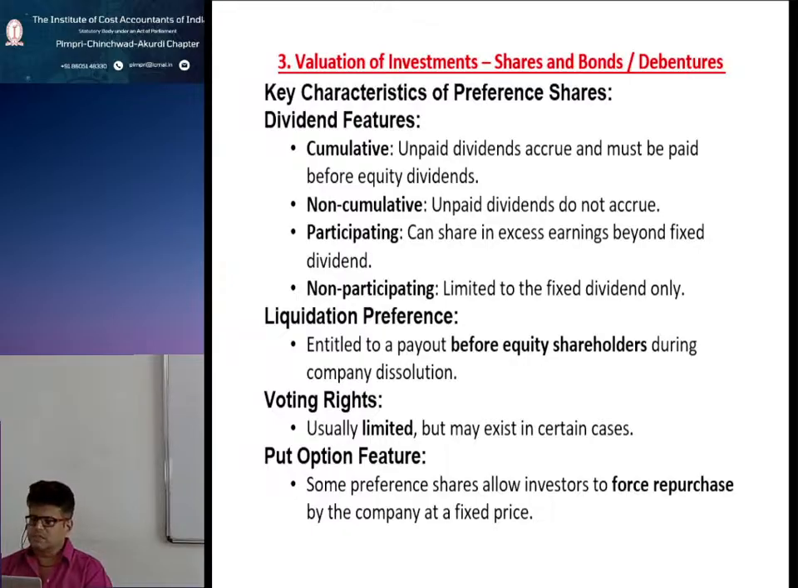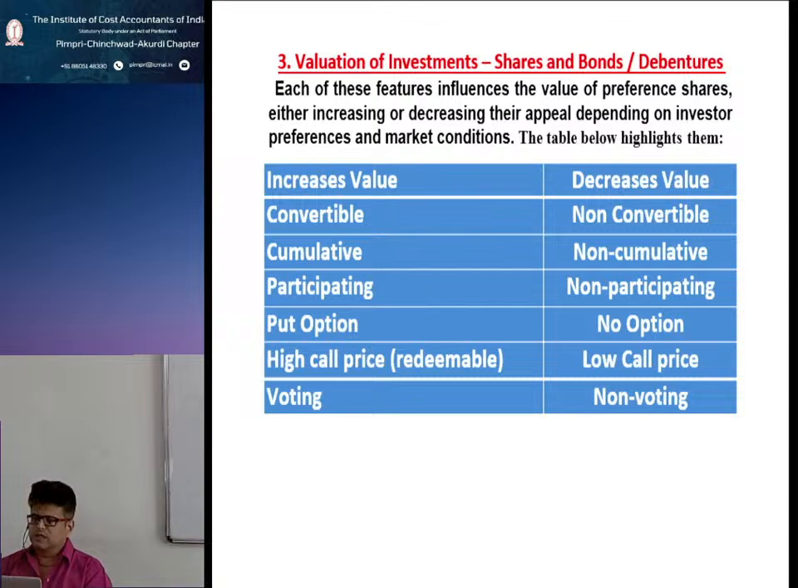Put option features: some preference shares allow investors to force a purchase by the company at a fixed price. This table shows how the various features influence the value of preference shares, either increasing or decreasing their appeal depending on investors' preference and market conditions. The value increases if the preference shares are convertible, cumulative, participating, have a put option, a high call price, are redeemable and have voting rights. The value decreases when the preference shares are non-convertible, non-cumulative, non-participating, have no put option, a low call price, and are non-voting.